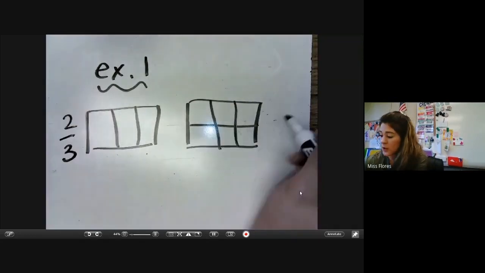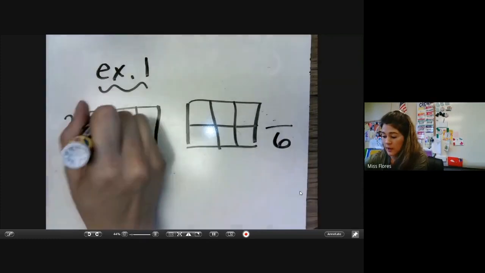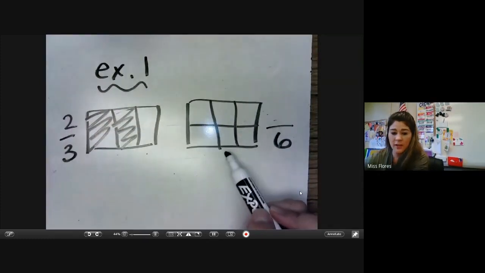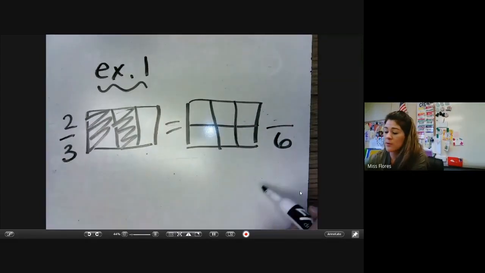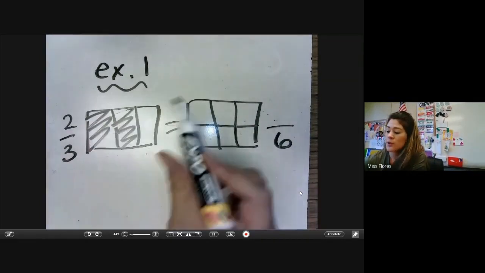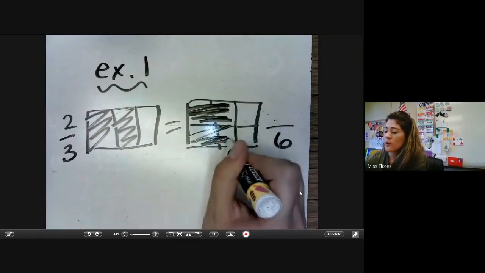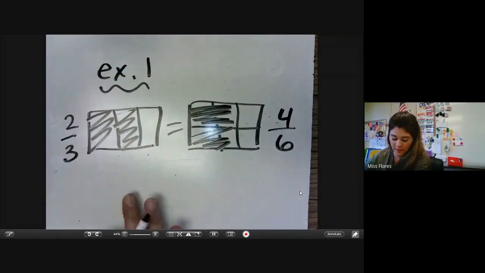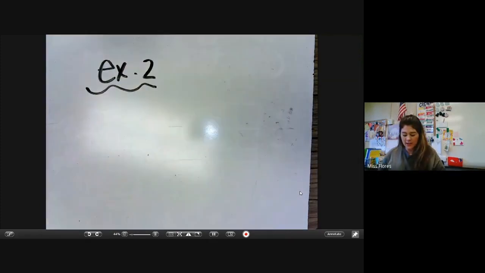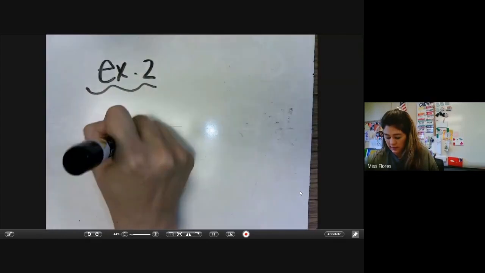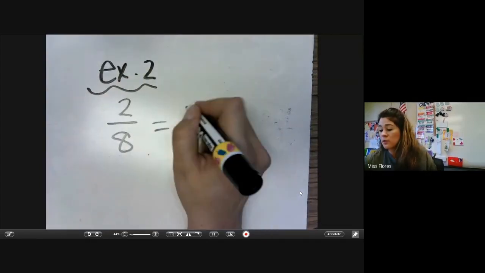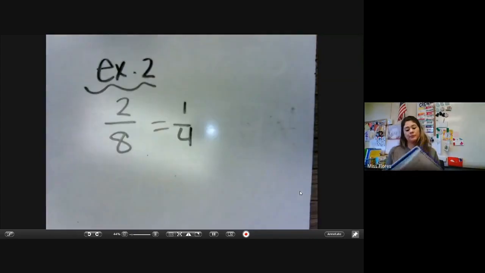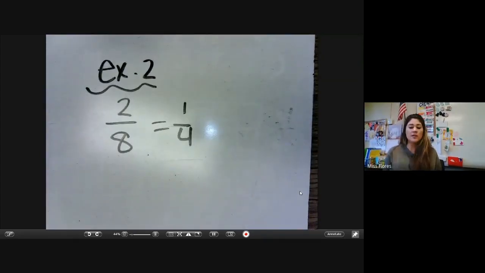So we have 2/3, and it's basically asking you, how much do we need to shade on this side in order for it to be the same amount shaded on this side? So that means we're going to have to shade 4 pieces in order for that to be equal. All right, example 2, what equivalent fractions are shown on the right? Okay, we can easily count up that it is going to be 8 pieces and 2 are shaded, which is equal to 1/4.